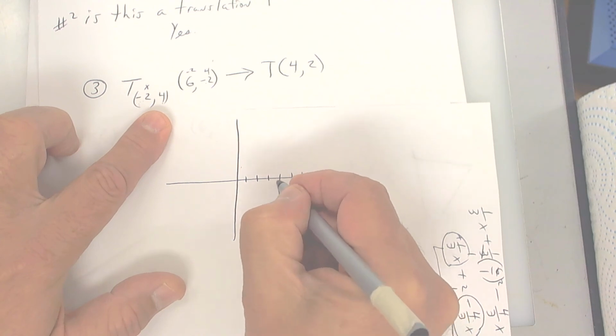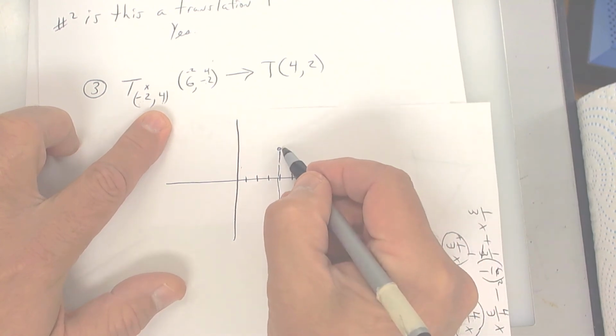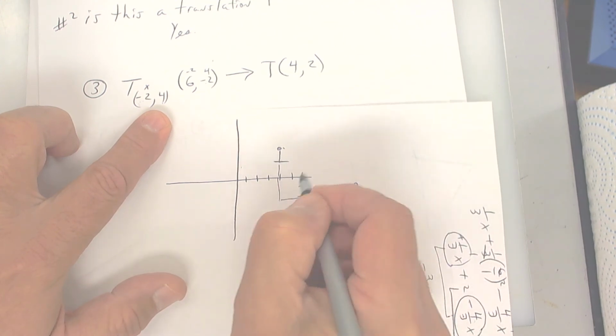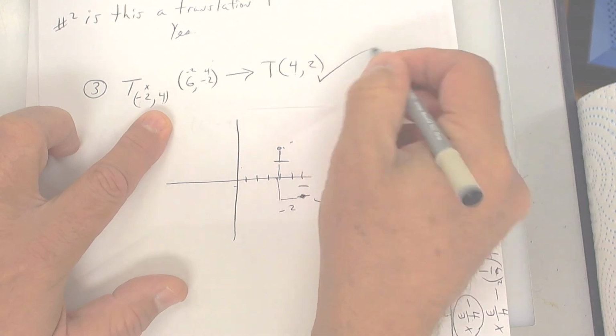So 1, 2, 3, 4 is here. So the new point should be here, and it looks right. The answer is over 4 up 2, and that's what we have.